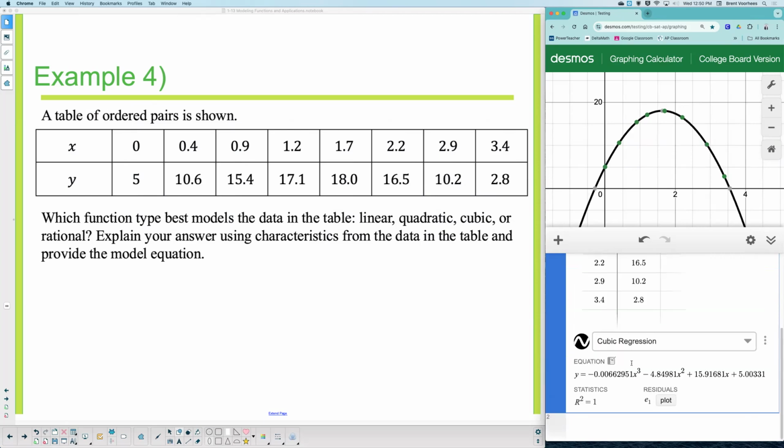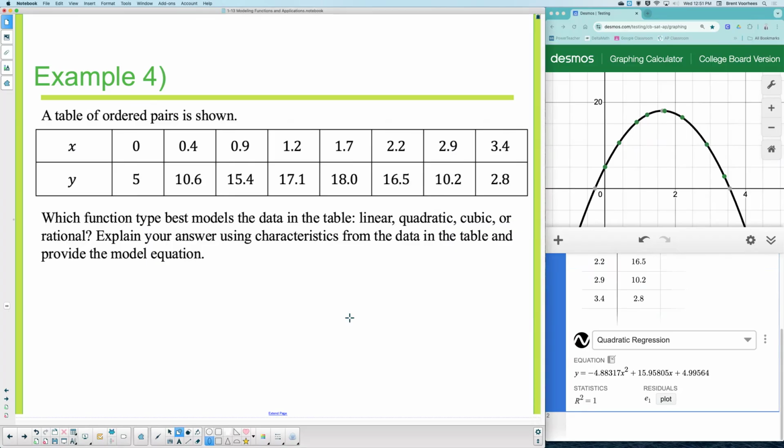You could try cubic. You could try quadratic. But what does it most look like to you? Quadratic. Look at the r squared. What's that number there? 1. That's the perfect score. So this is quadratic.